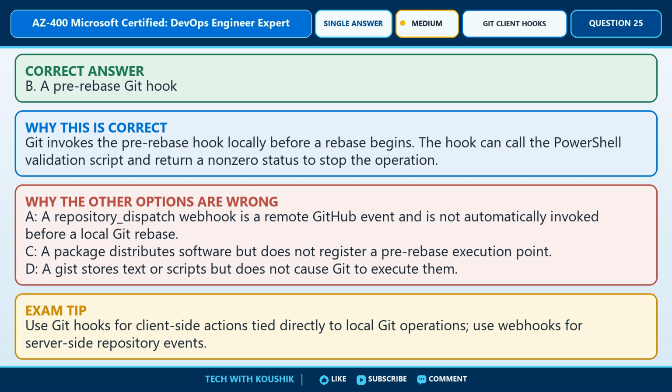Why are the other options not correct? A, a repository_dispatch webhook is a remote GitHub event and is not automatically invoked before a local Git rebase. C, a package distributes software but does not register a pre-rebase execution point. D, a gist stores text or scripts but does not cause Git to execute them. Exam tip. Use Git hooks for client-side actions tied directly to local Git operations. Use webhooks for server-side repository events.